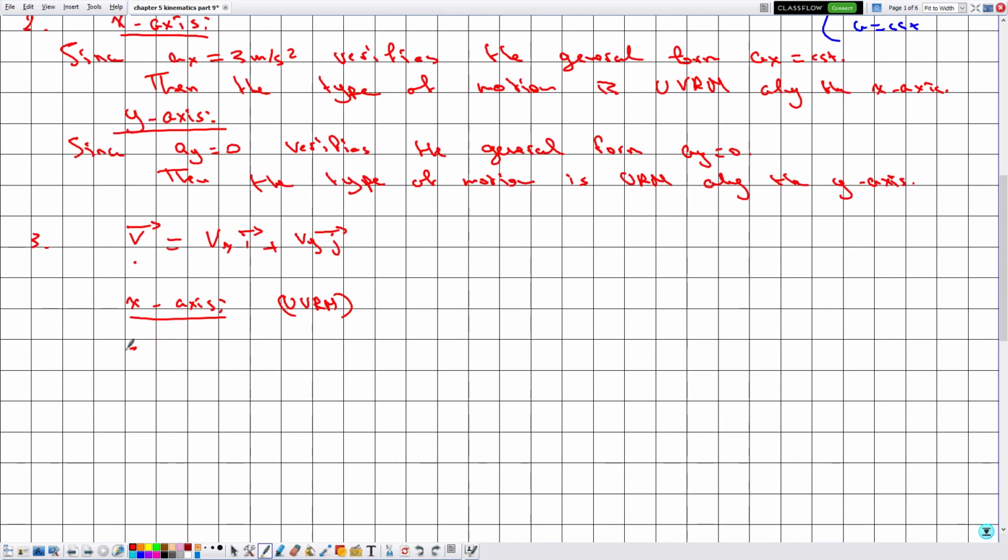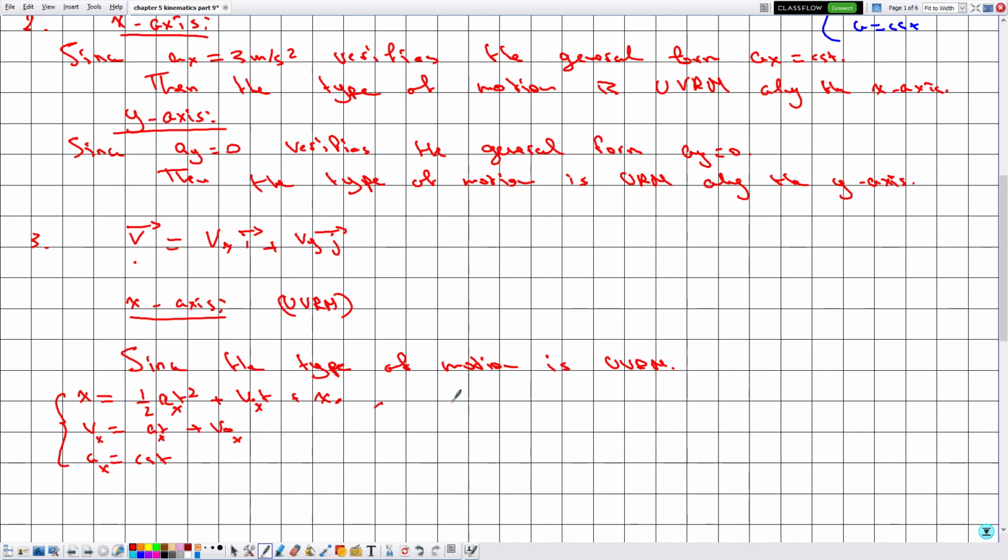Now, since the type of motion is UVRM, then in this case the following equations hold. x is equal to half a t squared plus v0 t plus x0. v is equal to a t plus v0, and a is equal to a constant. And the mistake that I have done here is that all of these quantities must carry a label distinguishing between the x and y. So this is x, this is x, okay, except for time.